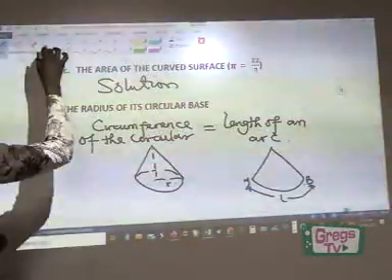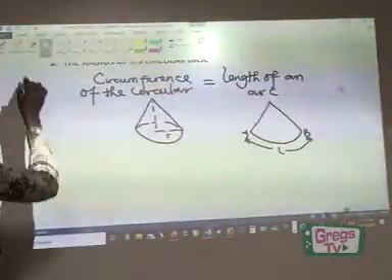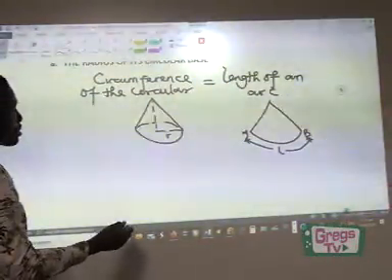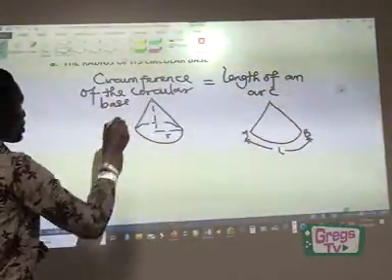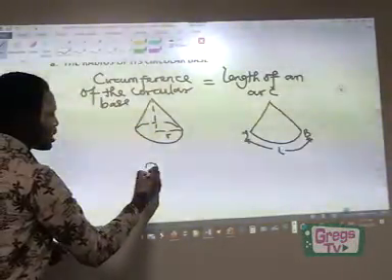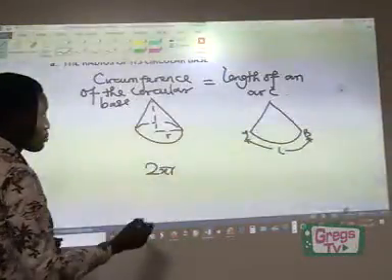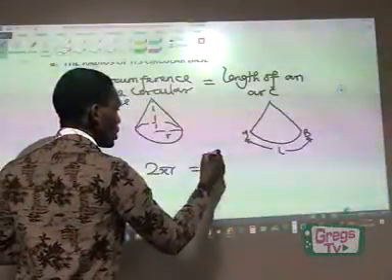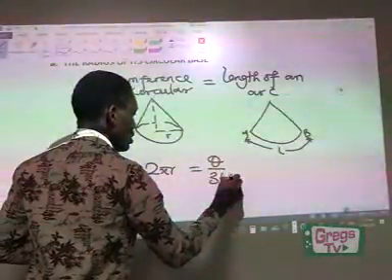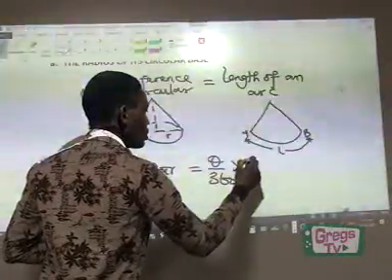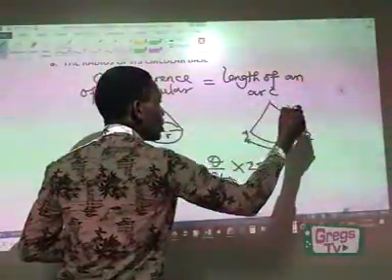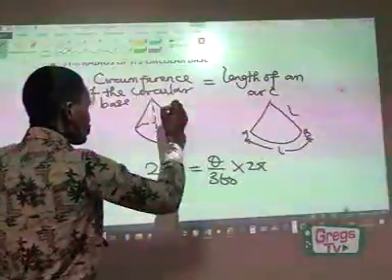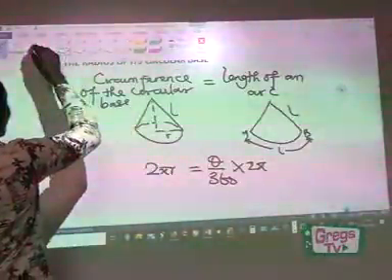So if I want to do this, all I have to do is, now what is the formula for circumference of the circular base? Let's put base here. Very good. So what's the formula? The formula is 2 pi r. That's the circumference of a circle, equal to the length of an arc, which is theta over 360 times 2 pi r. But the r here will be the what? The slant height of this cone.